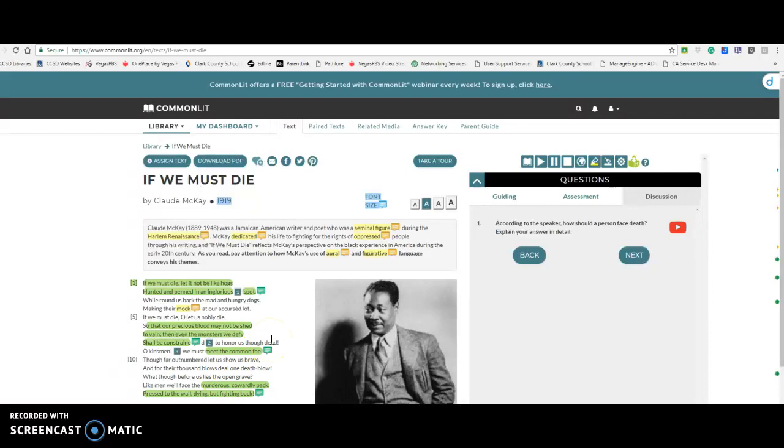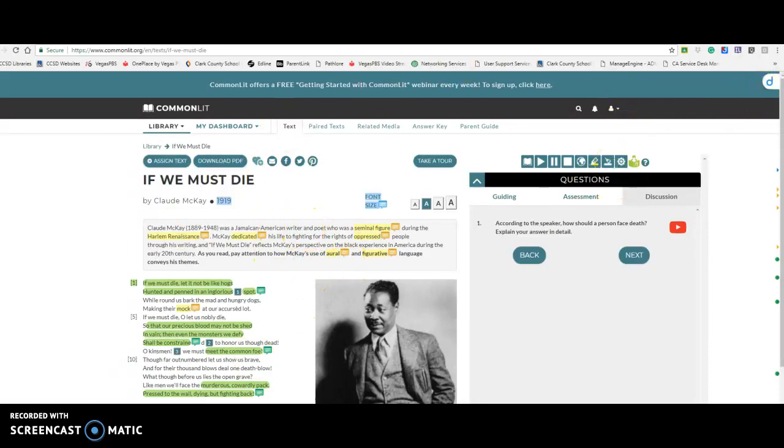And then blue is where you're going to highlight phrases or areas where you may have a question. So I highlighted next to 1919. I highlighted that and I put a sticky note. My question was, what happened that influenced McKay to write this poem? So what happened during 1919? Okay, and that's a question I have. Why did he write this poem? What influenced him? What event was going on?